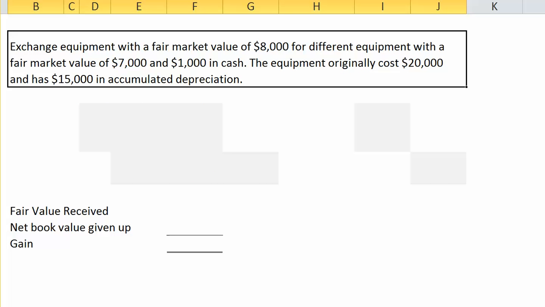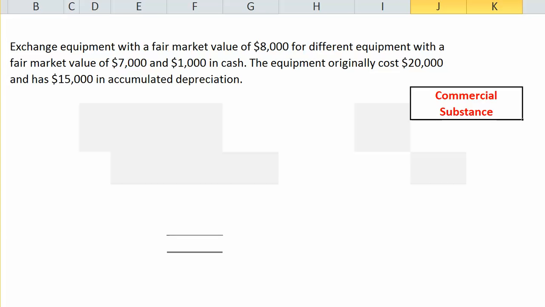Let's consider an exchange of equipment with a fair value of $8,000 for different equipment with a fair value of $7,000 and $1,000 in cash. The different equipment is our key that this has some commercial substance.